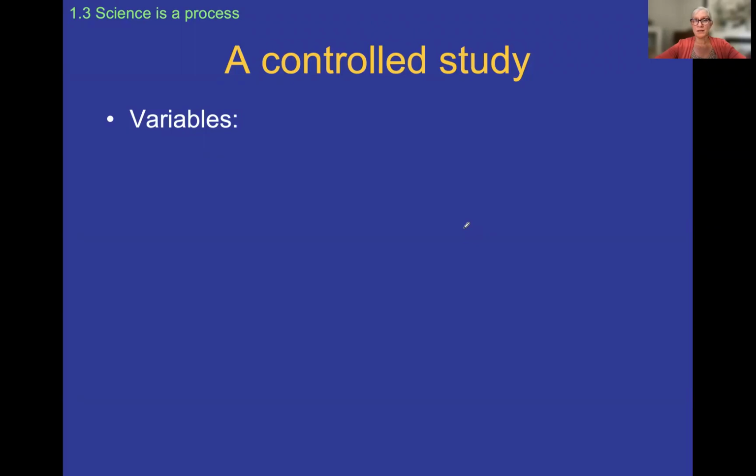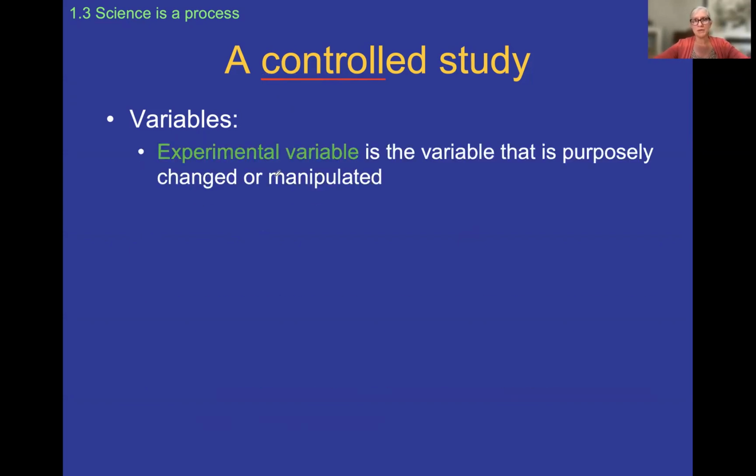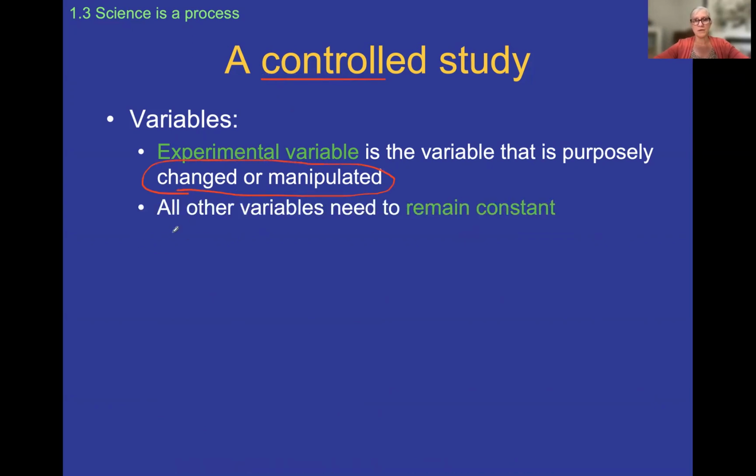As you consider the process of that experiment and gathering information, a couple of key terms: understand that in a controlled study, there are going to be particular experimental variables and control variables that give you something to which to compare. So an experimental variable is the one that is purposely changed or manipulated. That's the experimental variable. The other variables around that experimental variable need to stay constant. So it's helpful to have the same gender for a particular study, the same pH, the same temperature.